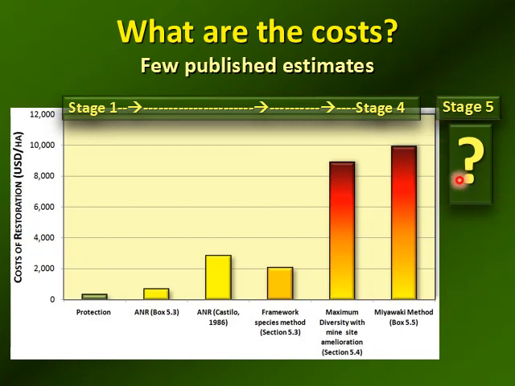Generally speaking, there's very little information in published materials about how much people are spending on forest restoration. But generally speaking, you can see the cost goes up as the stage of degradation goes up. So it makes sense not to chop the forest down in the first place, because it's cheaper to do protection than it is to do the kind of full planting that is recommended by Professor Miyawaki.